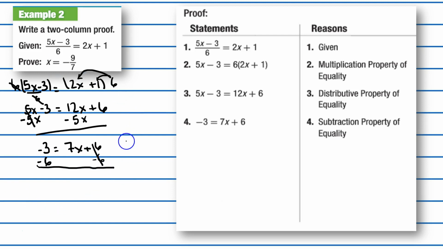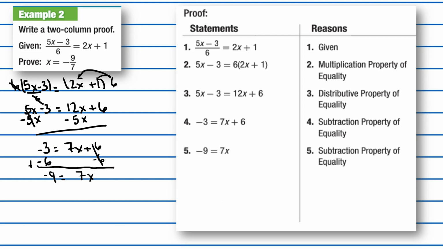Notice here I'm just kind of doing the scratch work on the side. When you're doing the proofs, you don't show all that work. You just show what it gives you. So this is negative 9, which is equal to 7x. Well, once again, you subtracted 6 from both sides. Subtraction property of equality, once again.